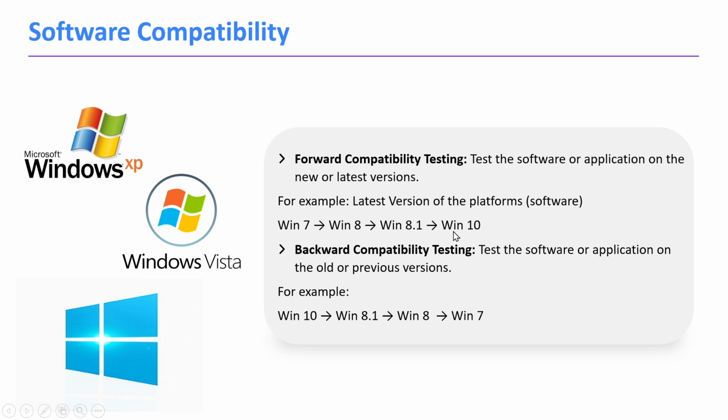And in backward compatibility, if our application is working on Windows 10, it should be compatible with previous versions like Windows 8.1, Windows 8 or Windows 7. So our application features should be compatible with newer versions of software and previous versions of software as well. That is called software compatibility testing.